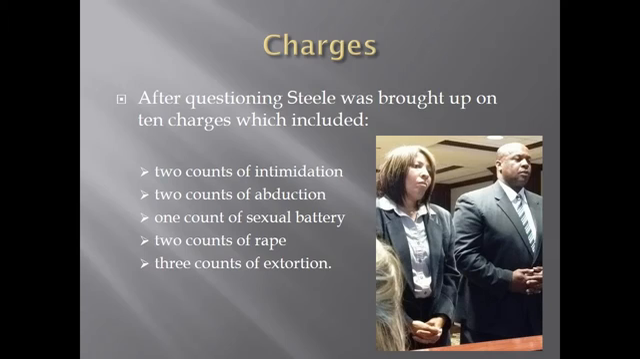Charges. After questioning, Steele was brought up on 10 charges, which included 2 counts of intimidation, 2 counts of abduction, 1 count of sexual battery, 2 counts of rape, and 3 counts of extortion.